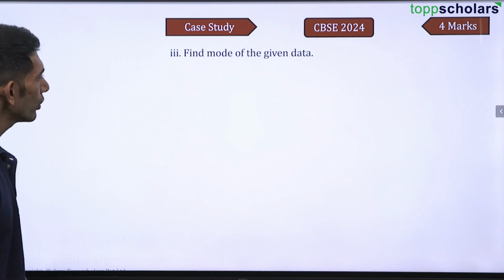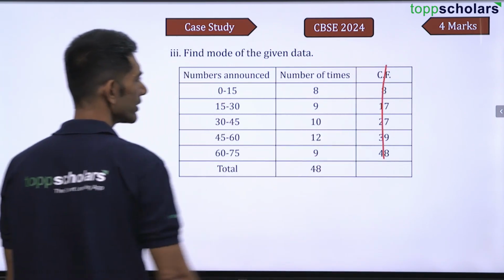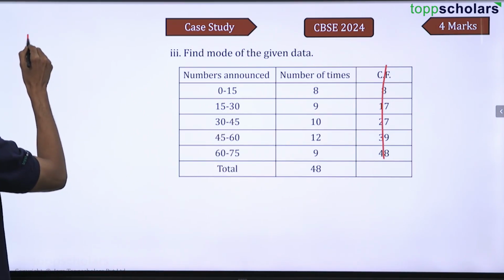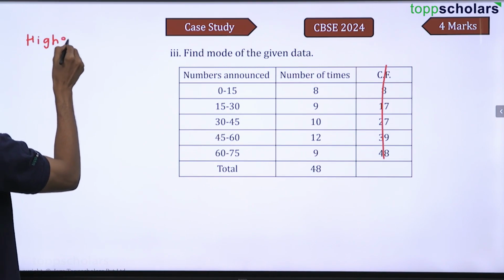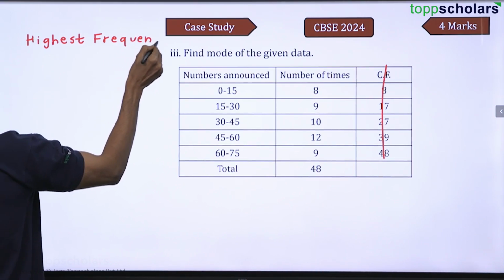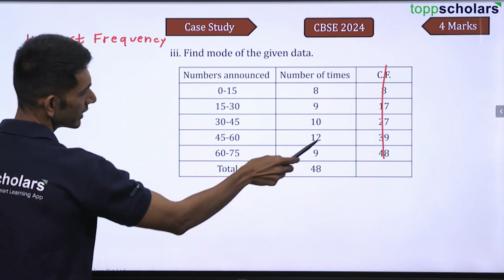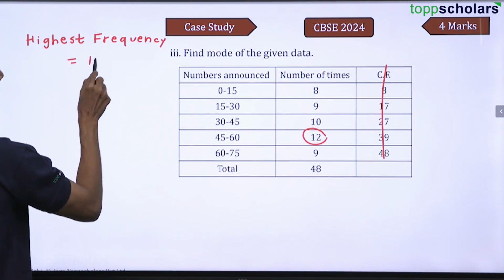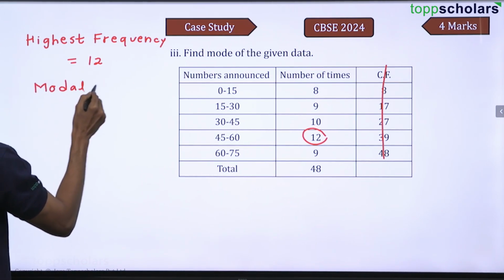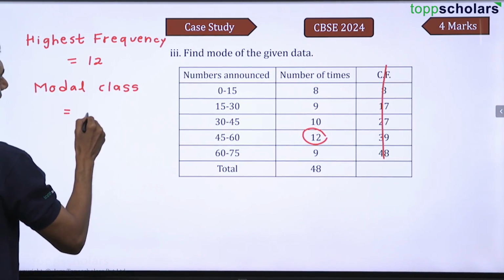The next question says find the mode of the given data. So again, to find out the mode, you already know we don't need CF. So even if you ignore this, that is fine. We have this, we have this. So what is the highest frequency here? Can I say the highest frequency is 12. So what will be the modal class? The modal class will be the corresponding class, that is 45 to 60.